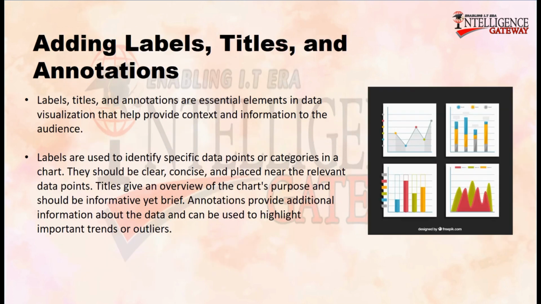Adding labels, titles, and annotations. Labels, titles, and annotations are essential elements in data visualization that help provide context and information to the audience. Labels are used to identify specific data points or categories in a chart. They should be clear, concise, and placed near the relevant data points. Titles give an overview of the chart's purpose and should be informative yet brief. Annotations provide additional information about the data and can be used to highlight important trends or outliers.